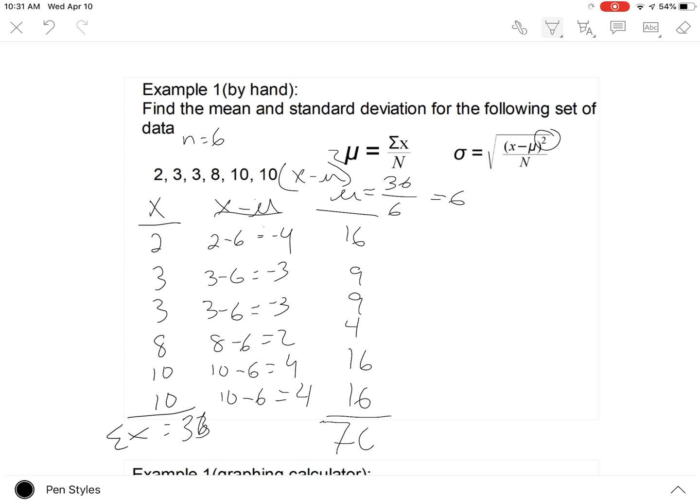So that right there is 70, and that represents the sum of (x − μ)². So for my standard deviation purposes, I'll take 70 divided by 6, and then take the square root of that. I got the square root of 11.6 repeating, which is roughly, let's see, 3 point something. Just a second, I'll pull up my calculator here. So take the square root of that, and I got 3.4.